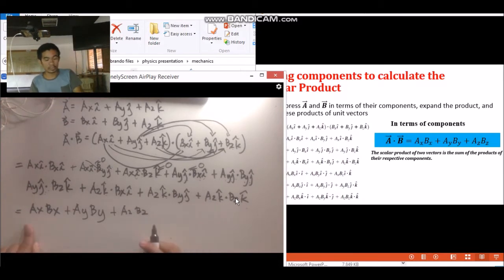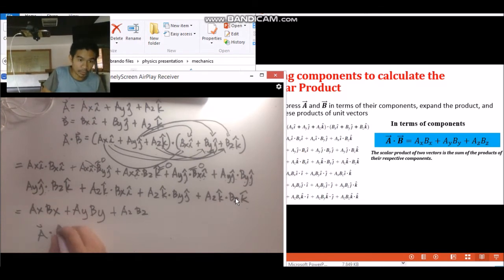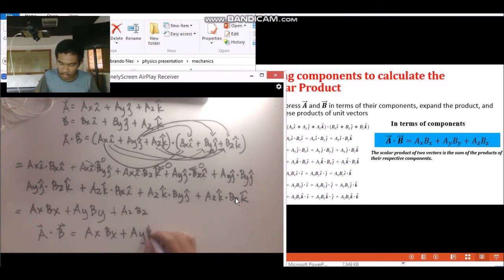Okay, so can you see any unit vector? There is no unit vector, so it means it has no direction. And the product of two vectors, vector a dot vector b equals ax bx plus ay by plus az bz.